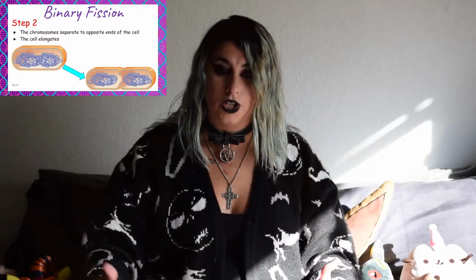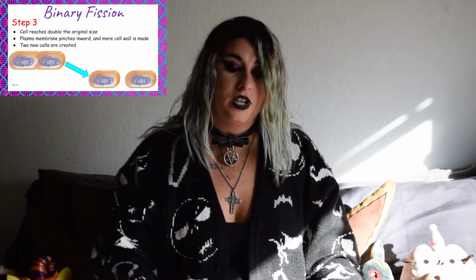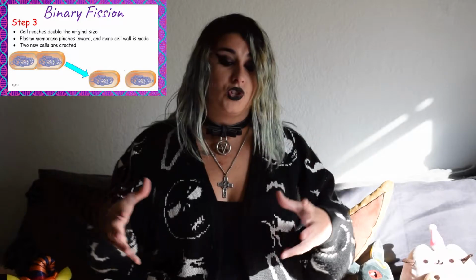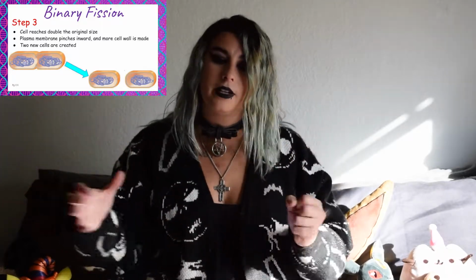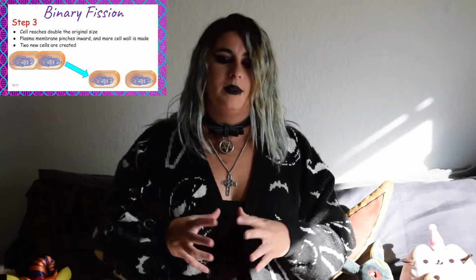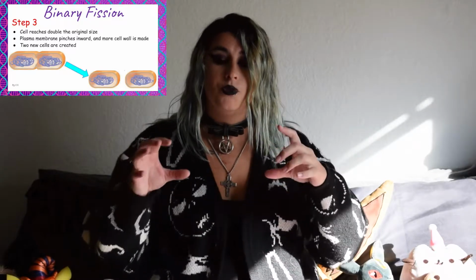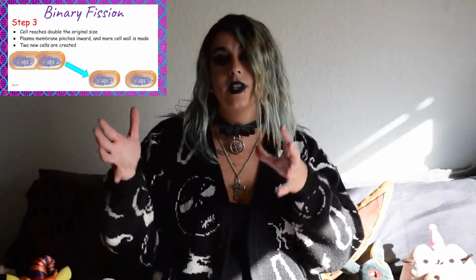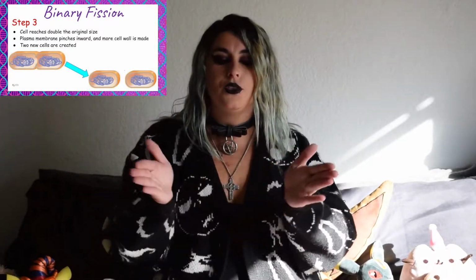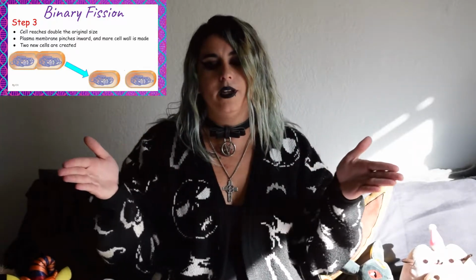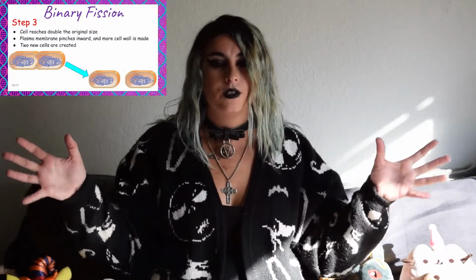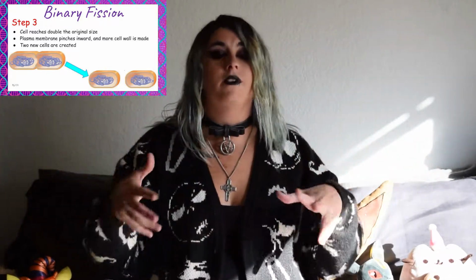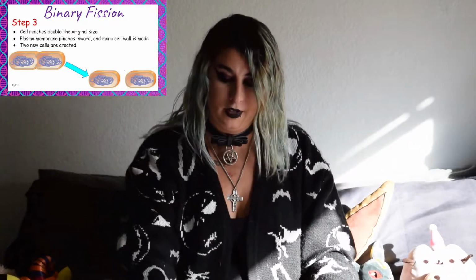This elongation is important because once that cell reaches about double the original size here in step three, the plasma membrane is going to begin to pinch inward, and then more cell wall is going to be made, and the two new cells will be able to be kind of popped apart. So two new cells are effectively created through this process.